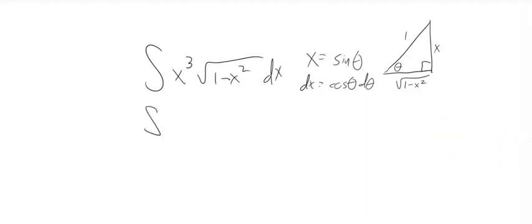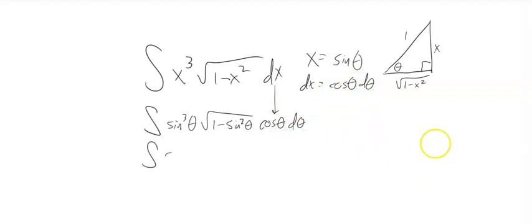So I'm going to have the integral, x is cubed, so sine cubed, square root of 1 minus x squared, so sine squared. And then dx, notice that dx is cosine theta d theta. This is the piece right here where people make a mistake in the substitution: they forget to throw this part in. All right, let's keep going from here.